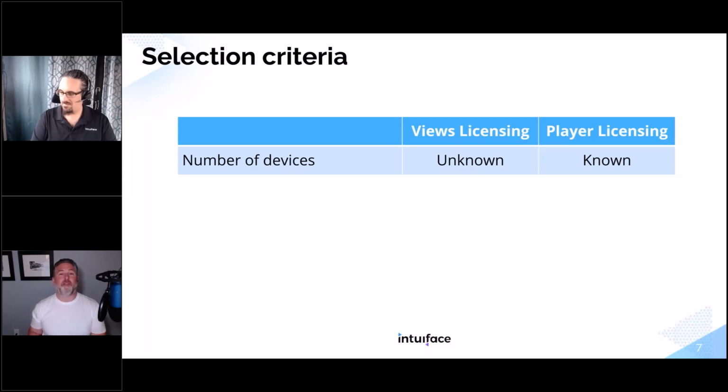Why? Because if you do player licensing, you need one player per screen. So if you don't know how many people are going to view it, you don't know how many player licenses you need. And, look, we'd love for you to buy 1 million player licenses just in case, but it probably doesn't make financial sense for you. You're going to want views licensing, where what you're essentially purchasing are the number of views. And we'll talk about that in a moment.